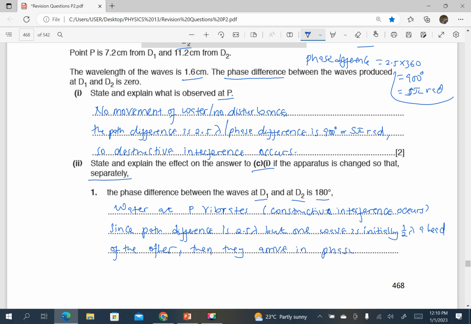They will simply arrive in phase because 2.5 plus 0.5, that is a whole number, or even if you say 2.5 minus 0.5, it is still a whole number. That is constructive interference. So the path difference will be 0 when they arrive at point P, in case the sources are now 180 degrees out of phase. So in other words, there will be a swap in the maxima and minima. So water at point P now vibrates with the maximum amplitude.